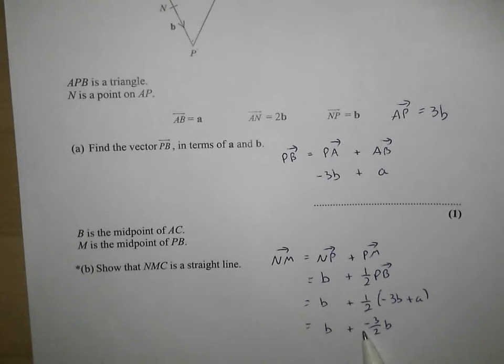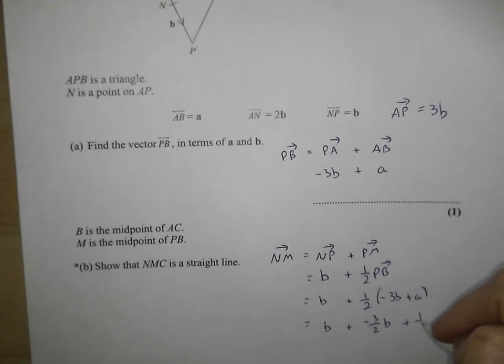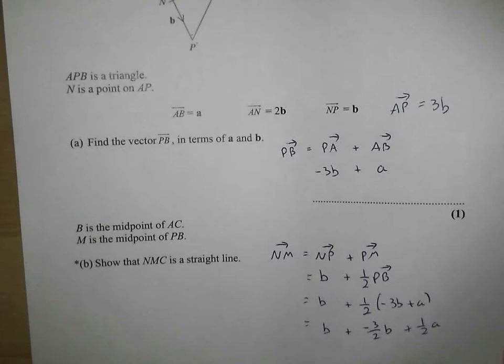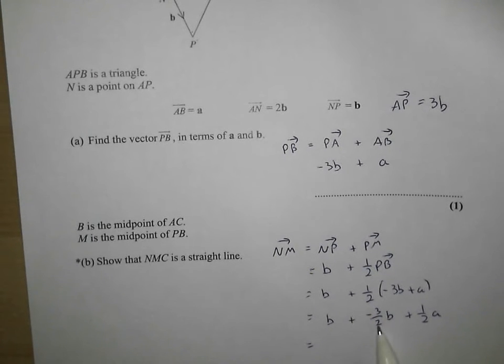Positive times a negative is a negative. And a half of 3 is just 3 over 2. And then I get a half of positive A. Well, that's just a half of A. Okay, now let's tidy that up a little bit. So I've got a B there, and I've got minus 3 over 2 B. So I've got one whole B, and I'm taking off 1.5 B's. What am I left with?